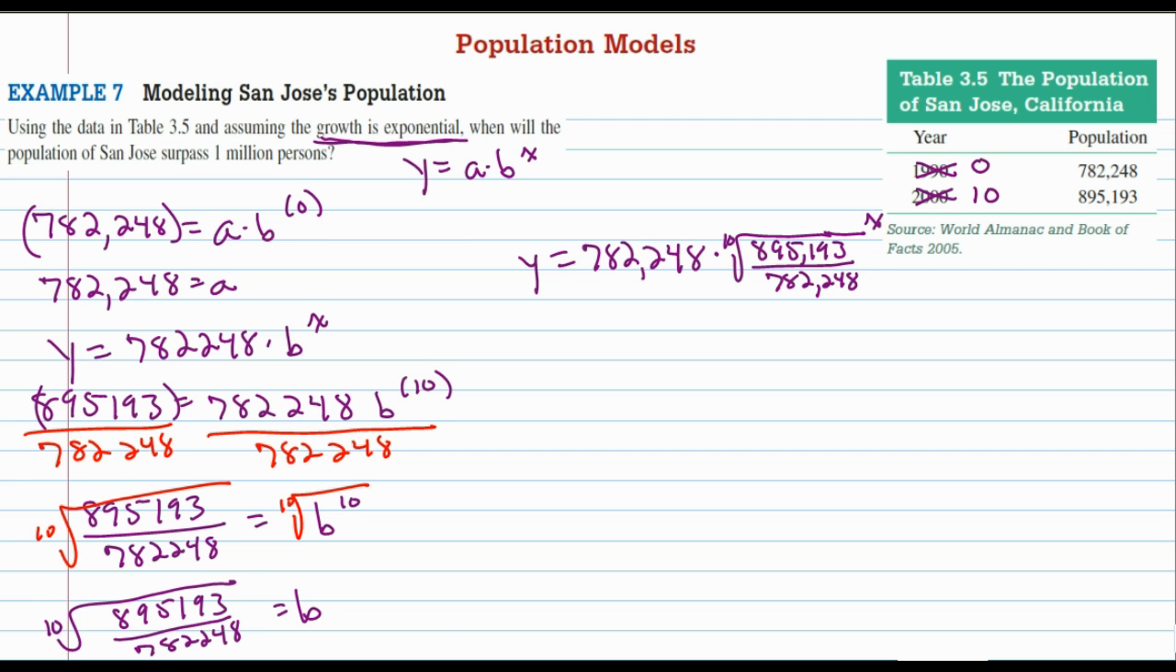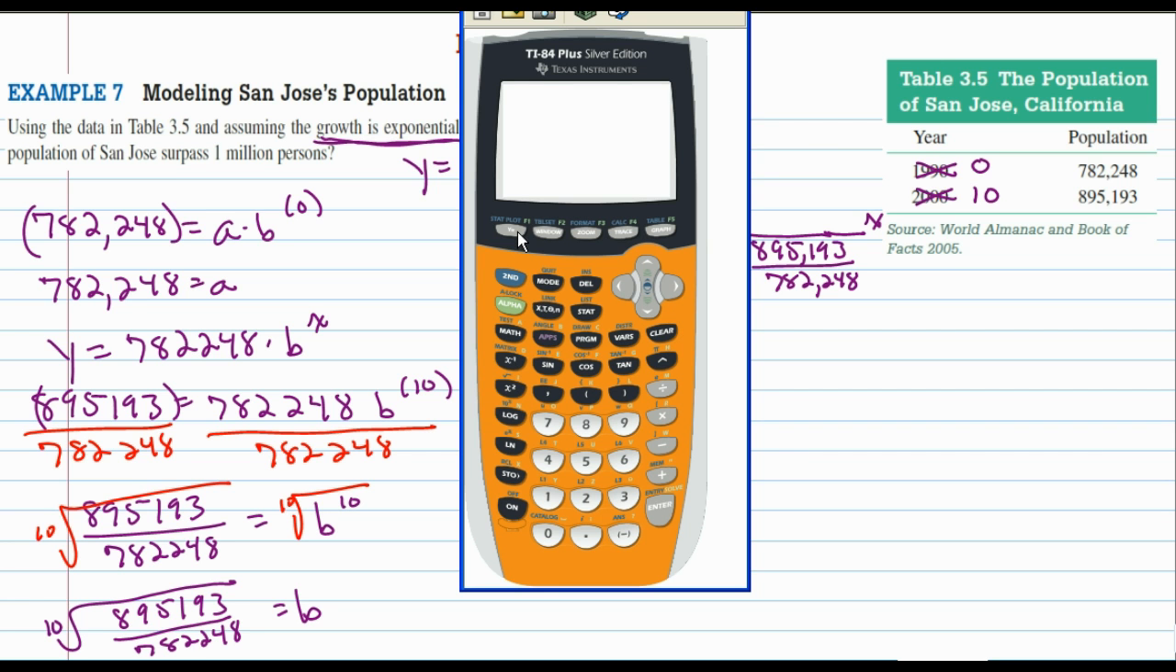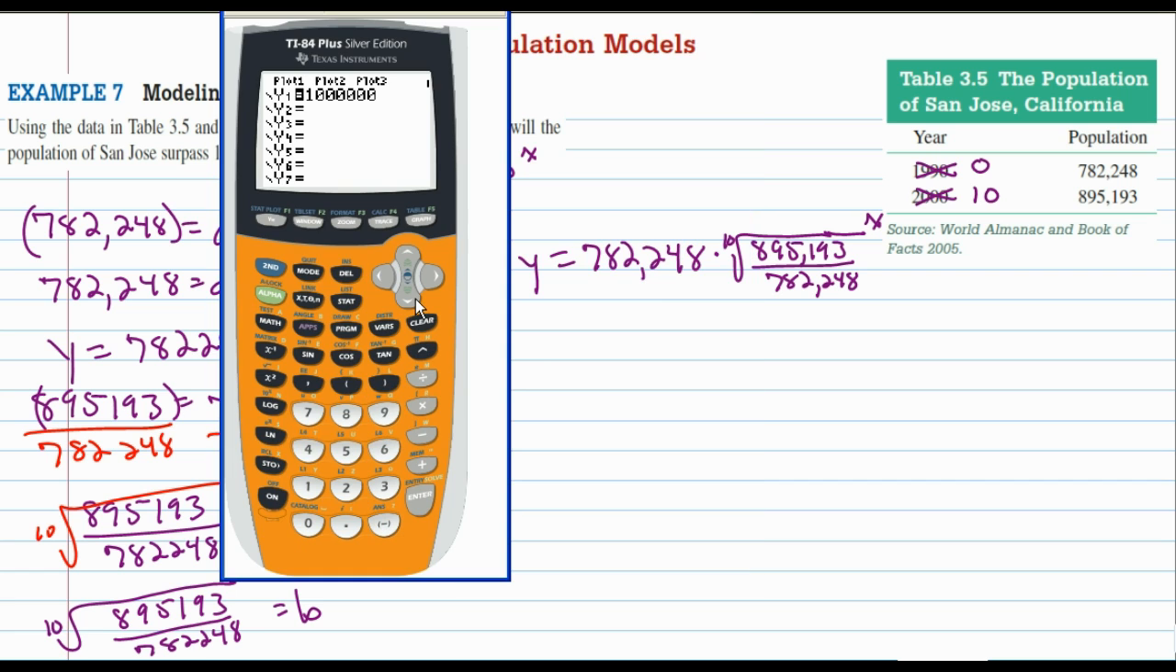The question asks, when will the population of San Jose surpass 1 million people? So I have to set this equal to 1 million and find out at what year it will get to 1 million people and therefore surpass it. So I'm going to put in y1, 1 million. And then in y2, the 10th root of this mess is going to be complicated.